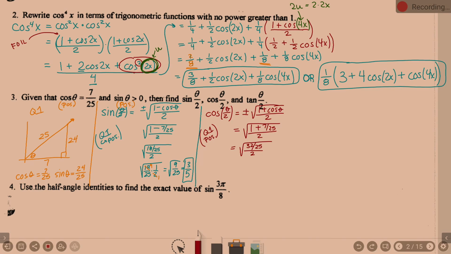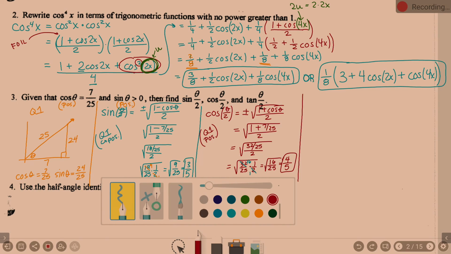In order to divide by 2, I'm going to suggest 32/25, divide by 2 is multiply by 1/2. 16 over 25. My brain's going to cross cancel. If I cross cancel, I have the square root of 16 over 25, but I know that is 4 over 5. It all makes sense, right?